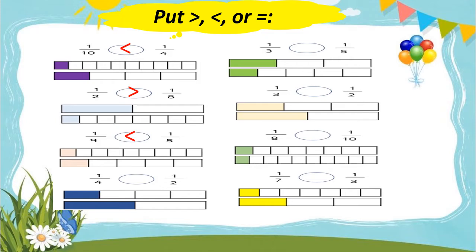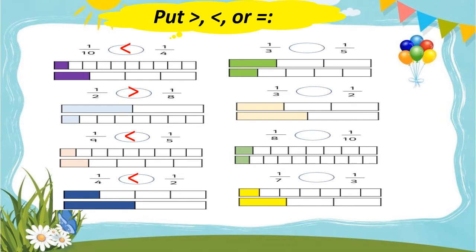The next one, we have the first strip cut into 4 equal parts and the second strip cut into 2 equal parts. We shaded 1 out of 4 and 1 out of 2. Which part is the biggest? Excellent. 1 out of 2 is bigger than 1 out of 4. So 1 out of 4 is less than 1 out of 2.